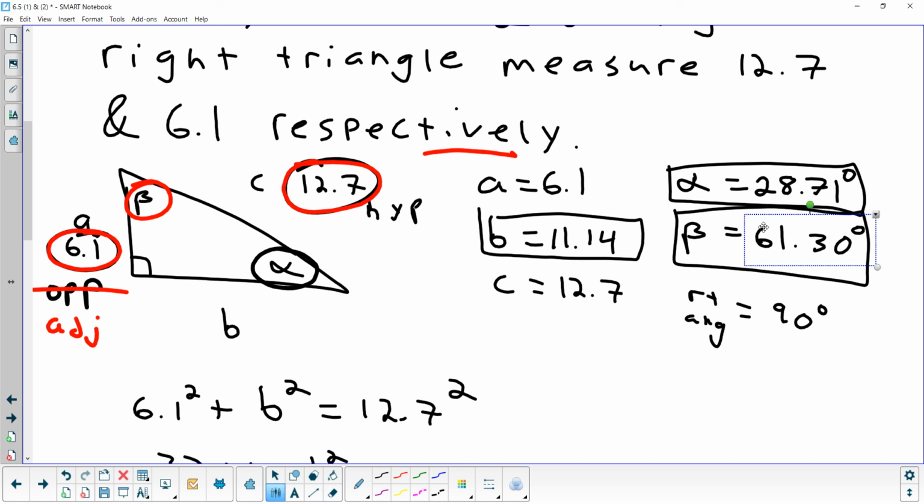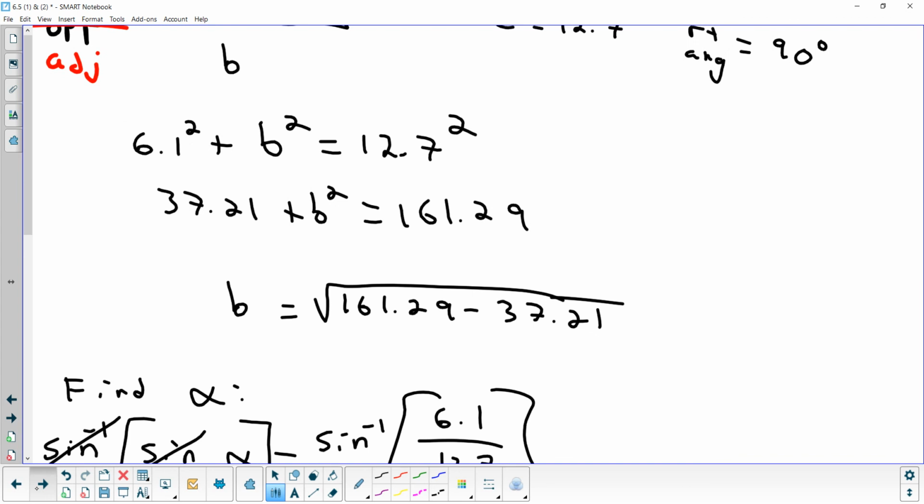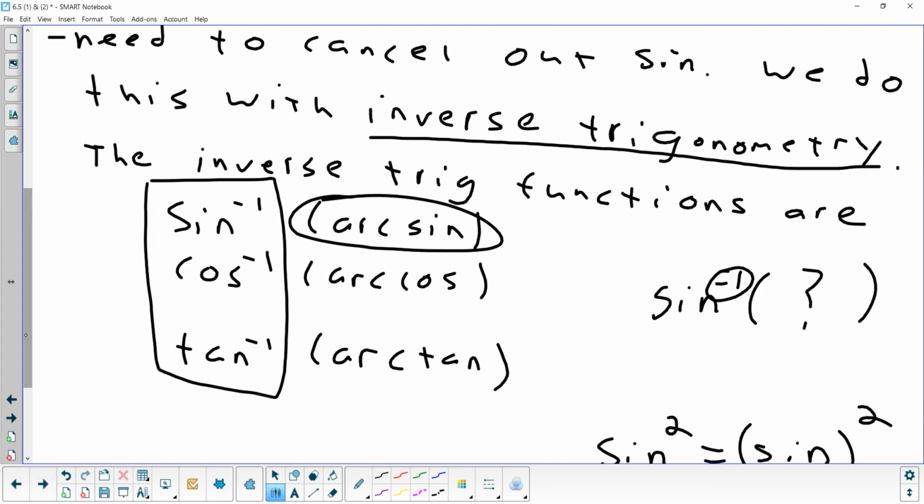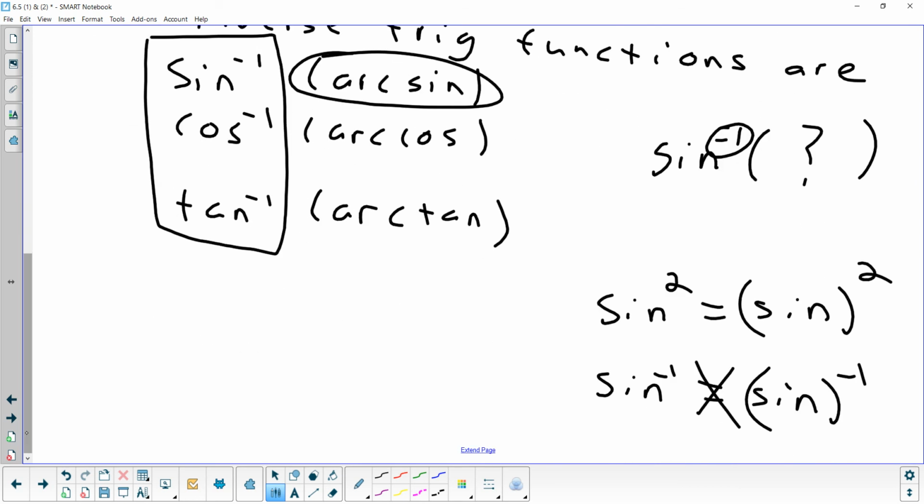So those are the two different cases. Solve when you're given an angle and a side, and solve with two sides. The two-side case is always going to require you to use inverse trig. You'll never have to use inverse trig if you're given an angle to start. That's all inverse trig does, is it calculates an angle.